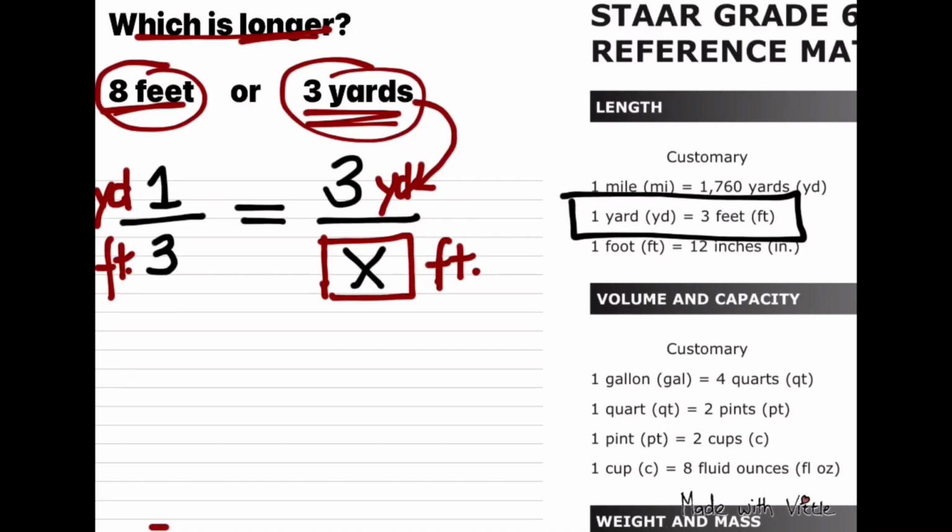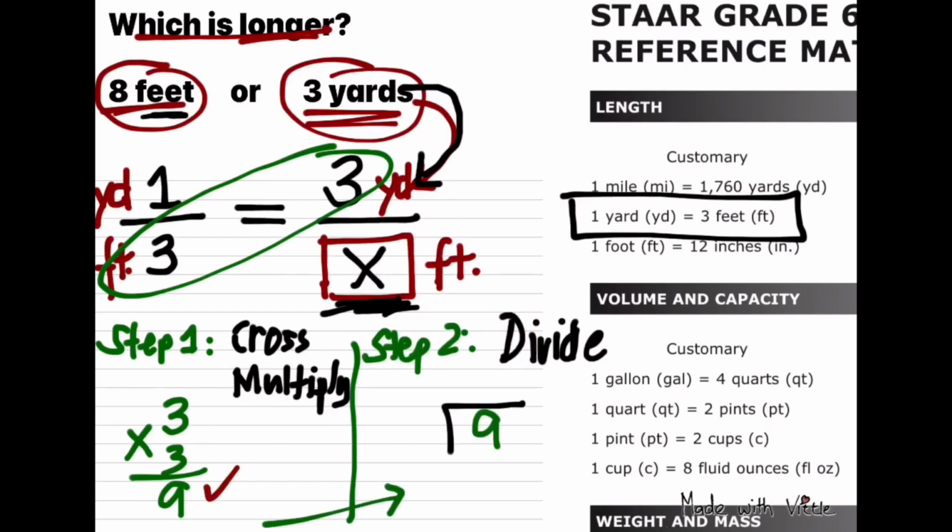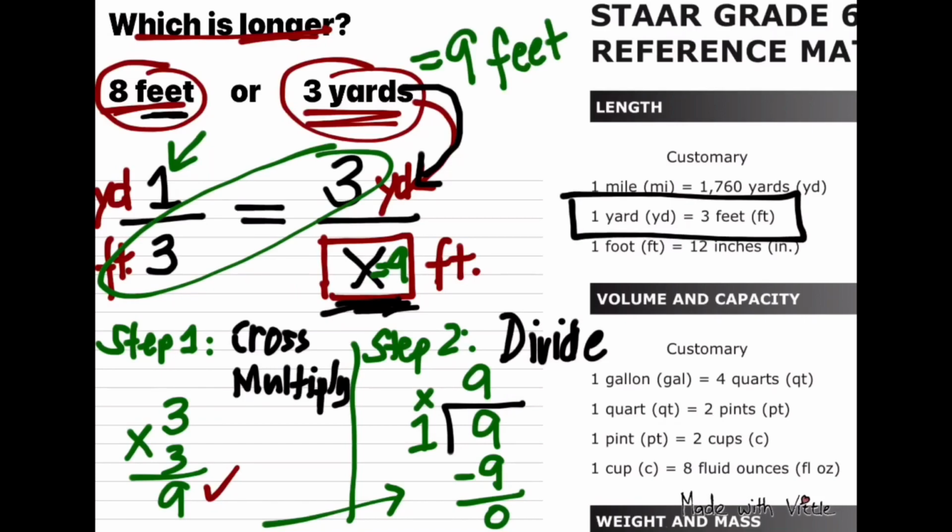So in this proportion, I use the 3 yards because I want to go ahead and convert that into feet. Okay? And then once I get the number of feet, I will compare it with the 8 feet given here, and I'll be able to tell which one is longer or shorter. Now that we converted that 3 yards into feet, which is now 9 feet, we can say that 3 yards is longer than 8 feet because 3 yards is equivalent to 9 feet.